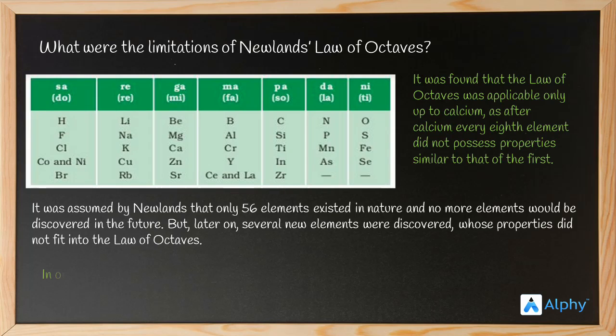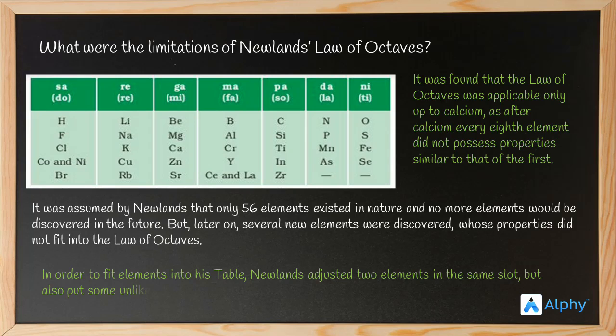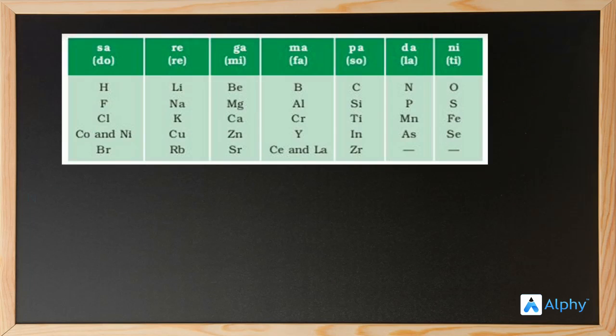Now, moving on. In order to fit elements into his table, Newlands adjusted two elements, like cobalt and nickel, in the same slot, but also put some unlike elements under the same note. Cobalt and nickel don't show similar properties with chlorine, fluorine, or hydrogen. That's it. Moving on.